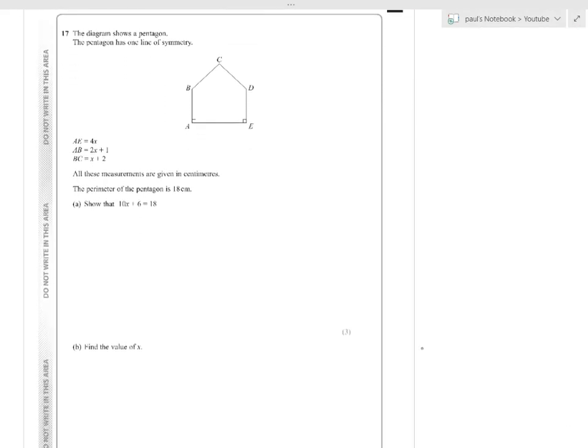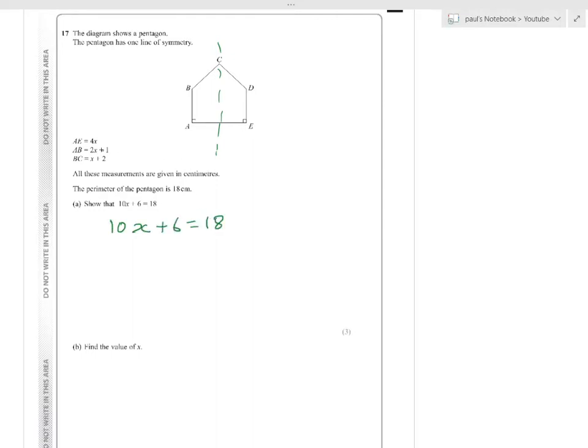Question 17. The diagram shows a pentagon. The pentagon has one line of symmetry. Okay, so that down there, I suppose, yeah? All these measurements are given in centimetres. The perimeter of the pentagon is 18. Show that 10x plus 6 equals 18.